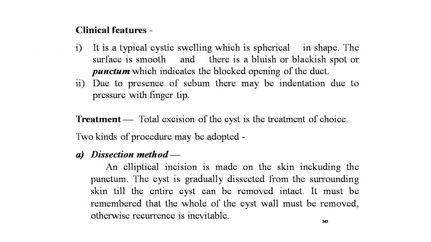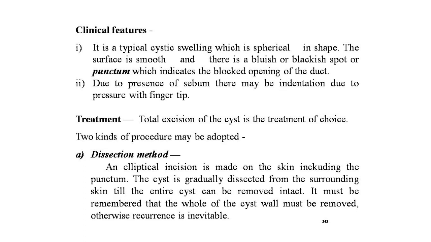Now the clinical features. It is a typical cystic swelling which is spherical in shape. The surface is smooth and there is a bluish or blackish spot, or punctum, which indicates the blocked opening of the duct. Due to the presence of the sebum, there may be indentation on pressure with the fingertips. Now the treatment. Total excision of the cyst is the treatment of choice.